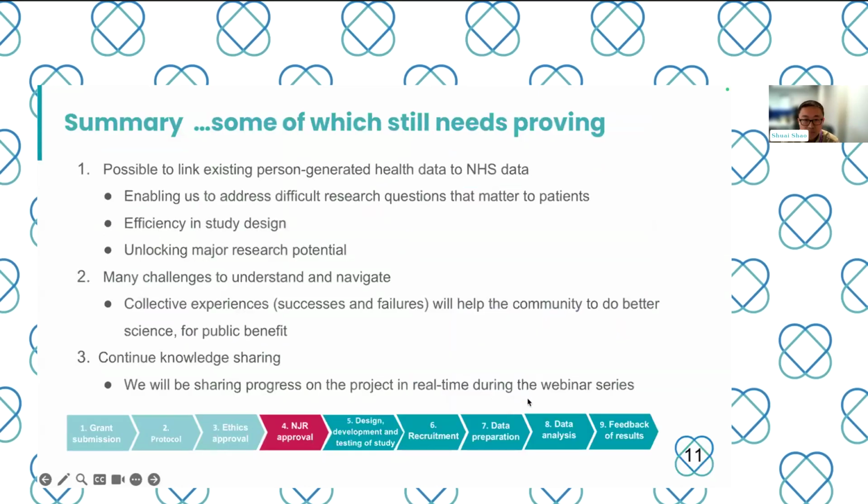In summary, it is possible to link existing person-generated health data to NHS data, which enables us to address important research questions that matter to patients. This approach brings efficiency in study design and unlocks major research potential. However, there are many challenges to understand and navigate. Our collective experience, including both successes and failures, will help the community to conduct better science for public benefit.